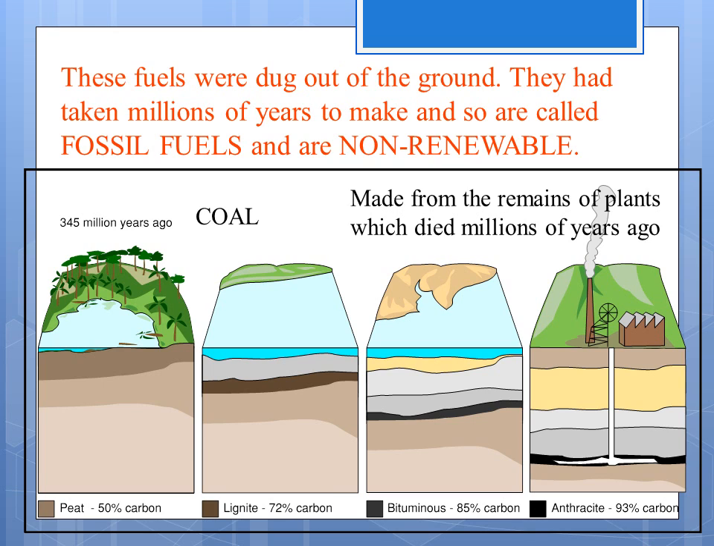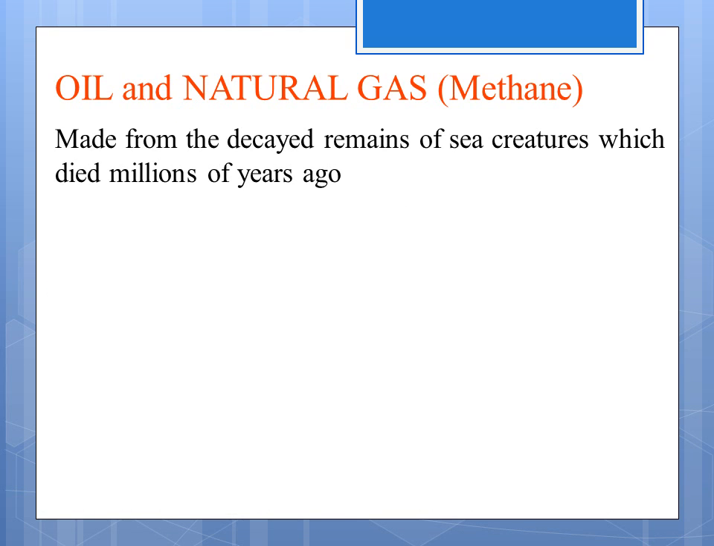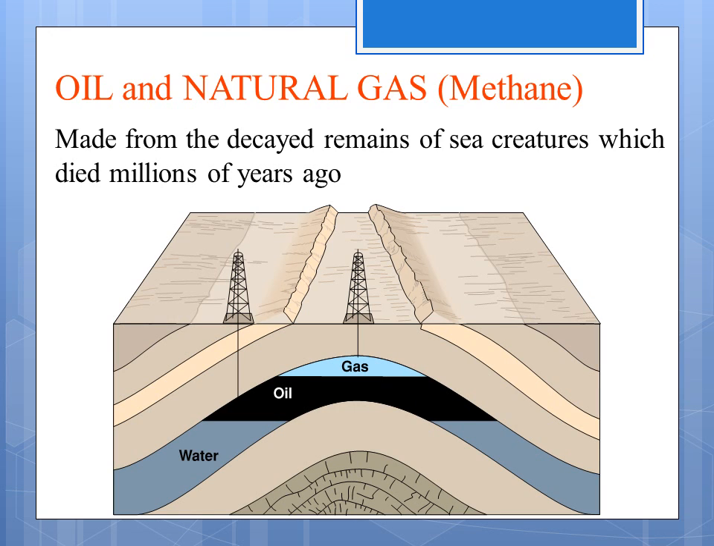Over the course of the years, the plants died and became buried in the soil. And so now we have this coal that's way down here, and we can reach it, pull it up, and use it as fuel. Oil and natural gas, such as methane, are made from the decayed remains of sea creatures that died millions of years ago. And that's going to look like this.